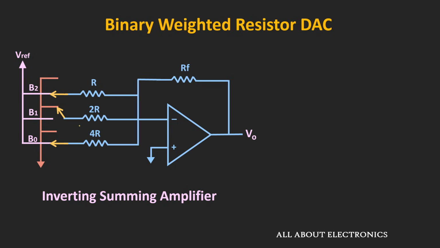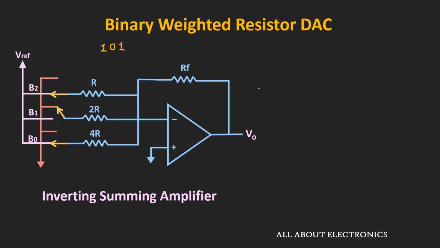As you can see over here, the weightage of each resistor is in multiples of 2. And according to the binary number, the resistors are connected to either a reference voltage or to the ground terminal. For example, for the binary code of 101, the LSB B0 and the MSB B2 are connected to the reference voltage, while B1 is connected to the ground terminal. These resistors can be connected to either the reference voltage or ground via these switches, and it is possible to control these switches using either a microcontroller or a microprocessor.